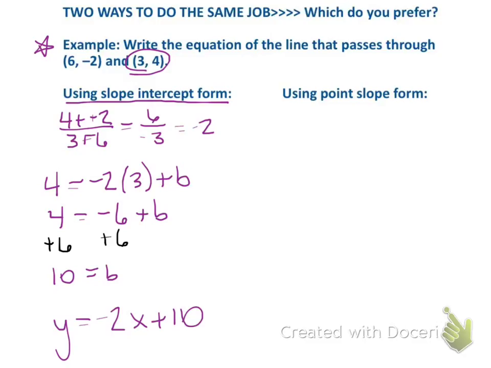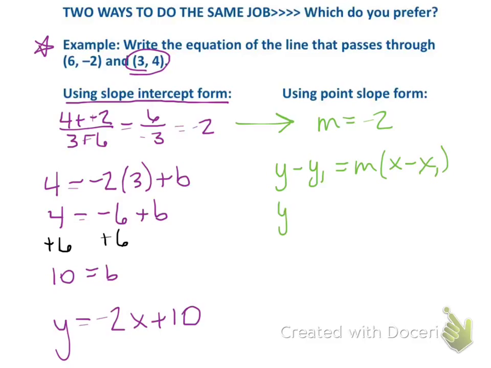I'm going to show you how to do that with our new format, point slope format. So the first thing's the exact same. We've also got to find slope. So slope is -2. And then we're going to use y minus y1 equals m, x minus x1. So I'm going to write y minus my favorite point, 4, equals -2 times x minus 3. And I can show you that these two things are equivalent by just simplifying it a little bit.